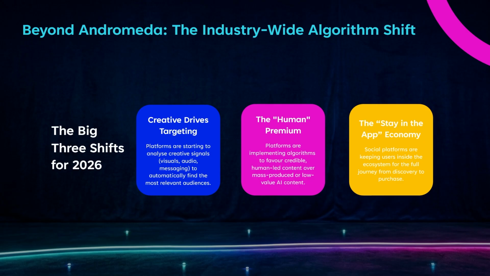So beyond Andromeda then, there's been a number of industry-wide algorithm shifts that have taken place, hasn't there? Yeah, Meta is an industry leader, and when they change, a lot of people follow suit. So looking at a bunch of other changes that have happened in the wake of Andromeda, these are the three I've seen across multiple platforms. One of them is creative drives targeting. We touched upon that with Andromeda, but just make sure that your creative is front of mind when producing any type of campaign.